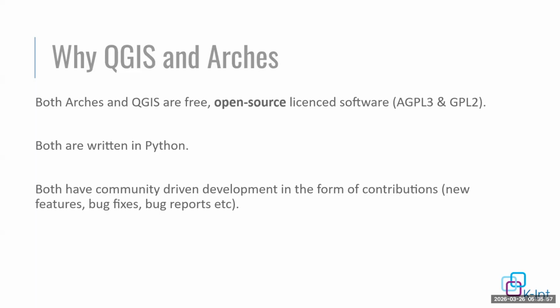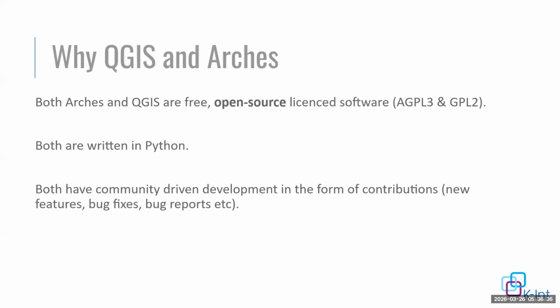The other interesting thing about QGIS and Arches is both are written in Python. Now, while this doesn't really mean too much, it does lower the barrier to entry if maybe your Arches developers are interested in QGIS, because the language barrier is non-existent. You can understand it and you can start getting your hands dirty if you want. And both QGIS and Arches have community-driven development, so you can go to either and request a new feature or issue a bug report, that sort of thing.